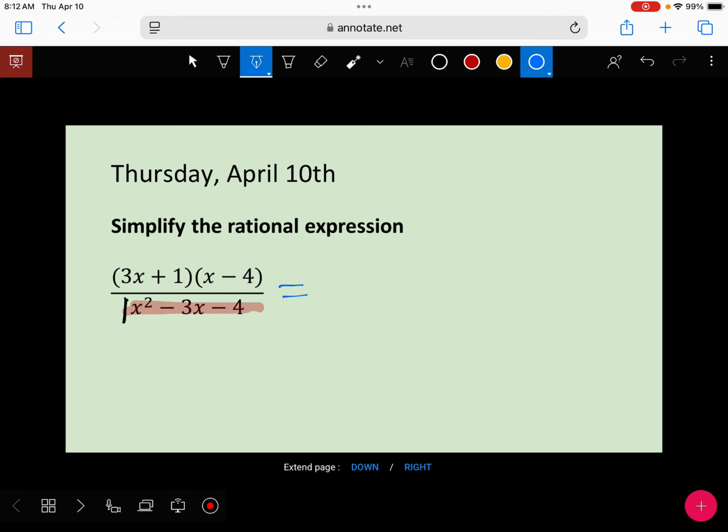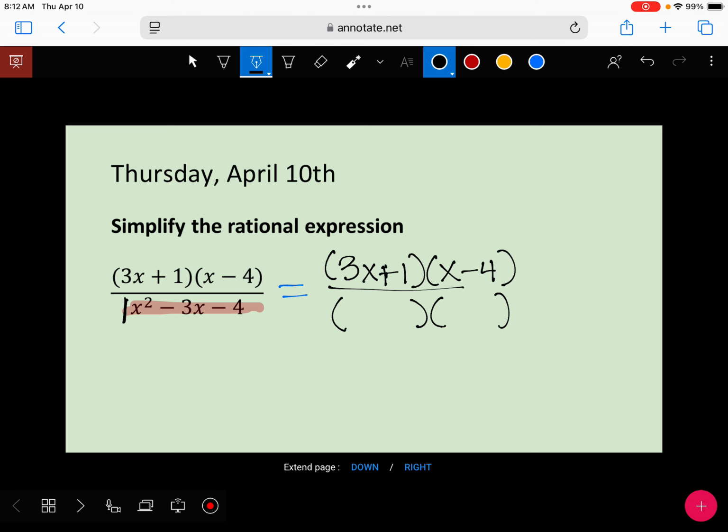Can you see one? Okay. All right, so we know our top is 3x plus 1 and x minus 4. Now we know A is 1, so we don't need to make a box. All we have to do is find our two numbers that multiply to be -4 and add to a -3.